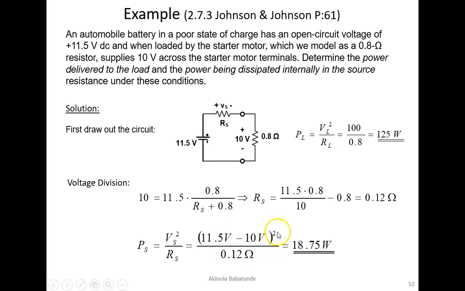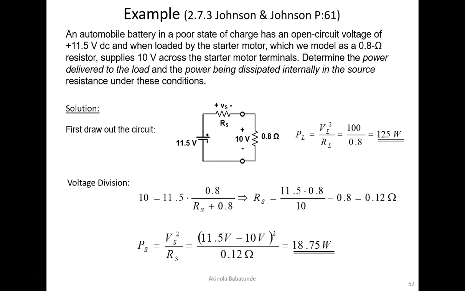When you square that, you have a value, then divide that value by 0.12. That gives us 18.75 watt. So the power dissipated internally in the source resistance under these conditions given in the question will be 18.75 watt, and the load power will be 125 watt.